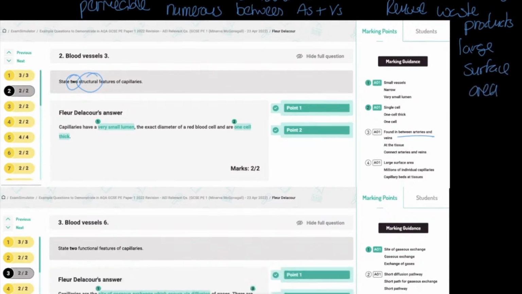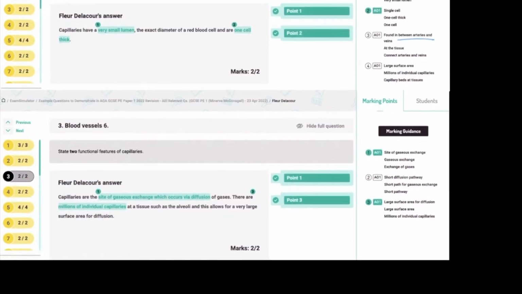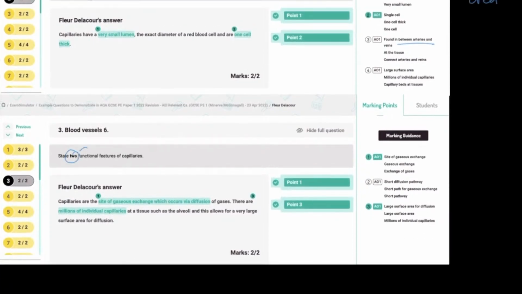Now, if we go a little bit further here, we've got now 2 functional features. Now, again, this is of capillaries. It could have been in veins. It could have been in arteries. Site of gaseous exchange, lovely. And there are millions of individual capillaries. Okay, so therefore we've got this sort of very large surface area for diffusion. All right, so that point there would also be completely legitimate in that particular case. Okay, so we pick up those 2.